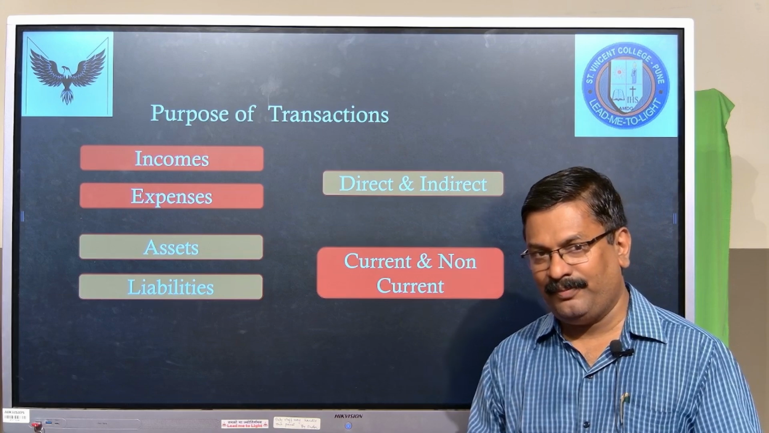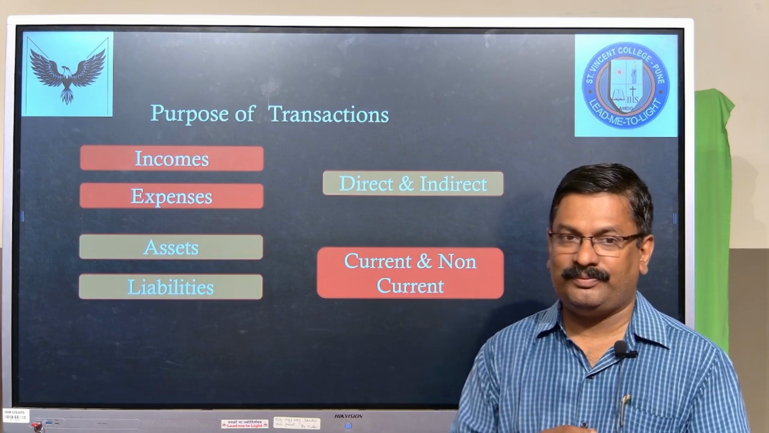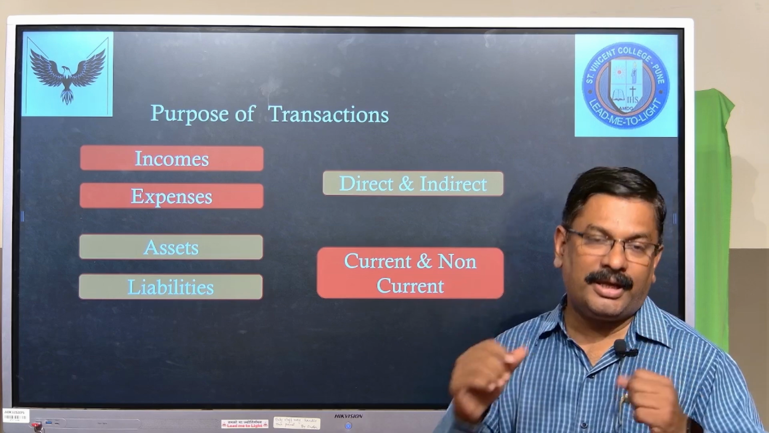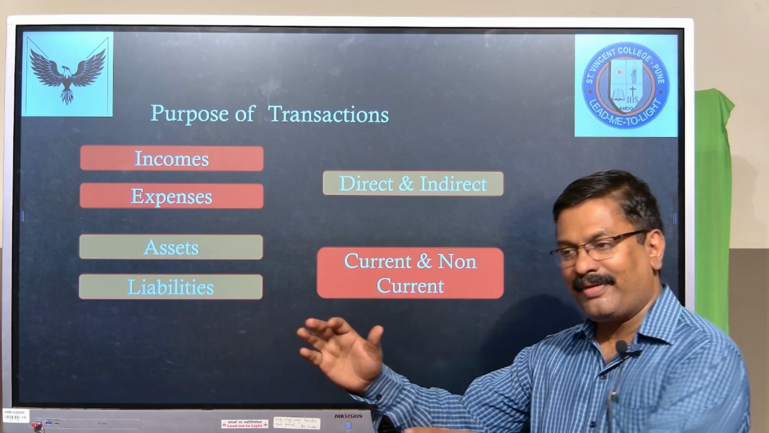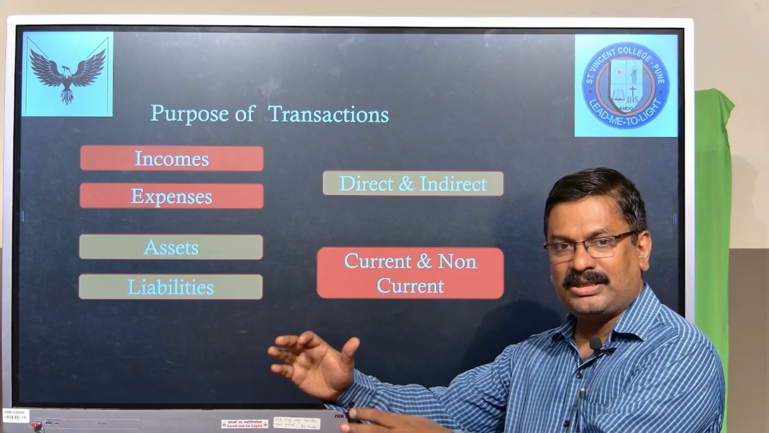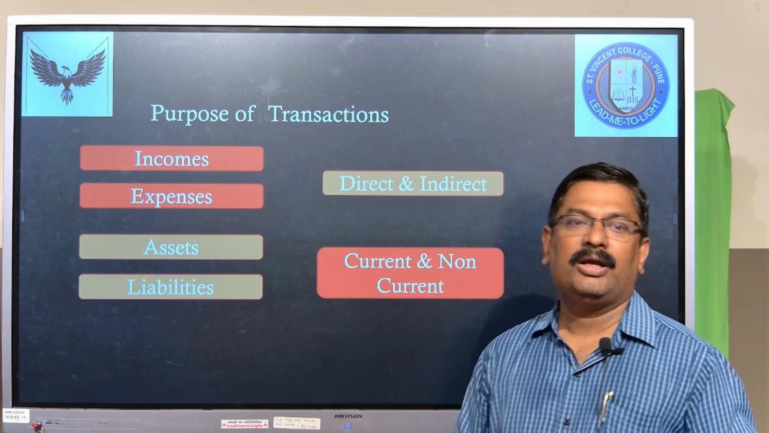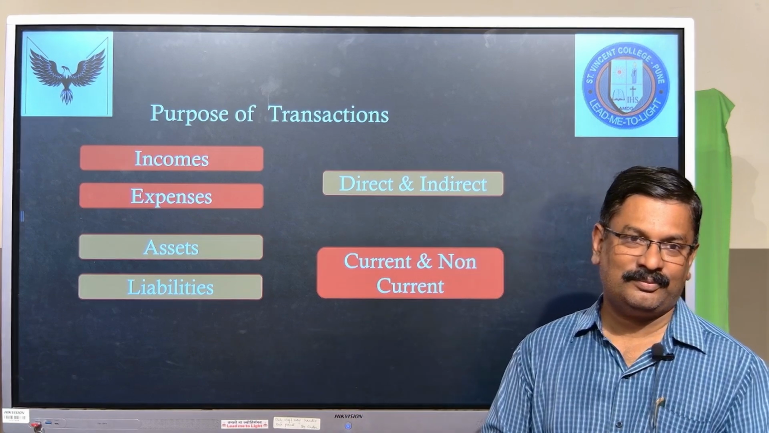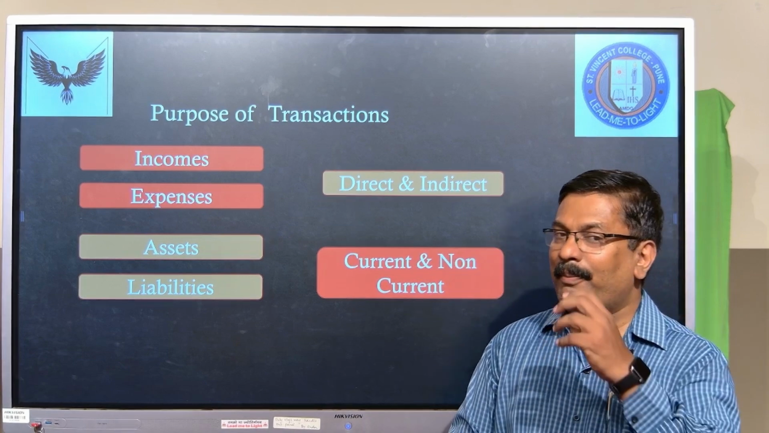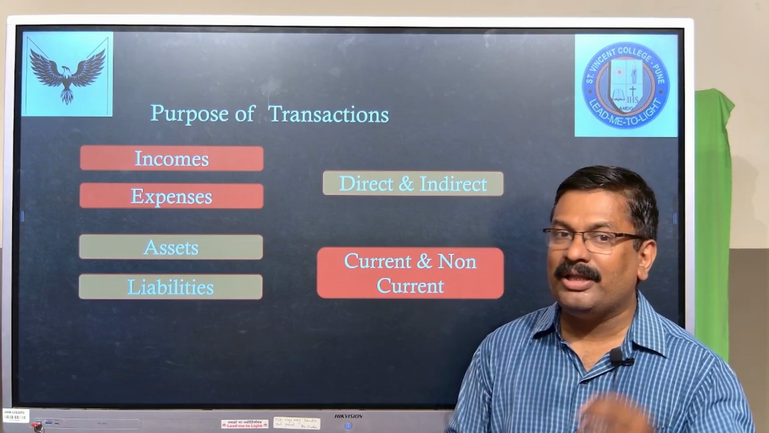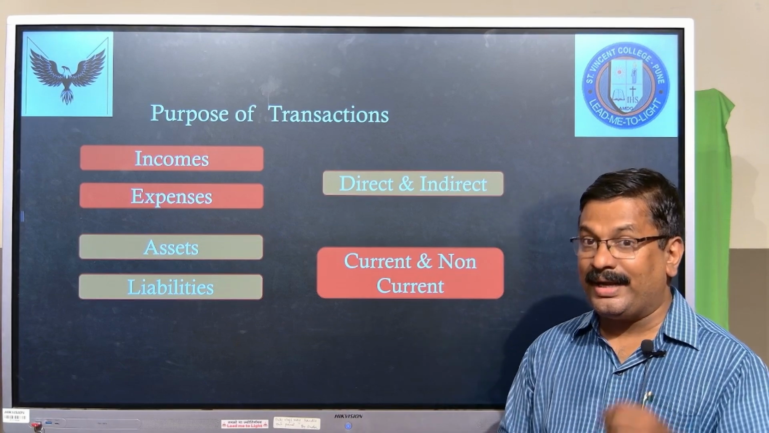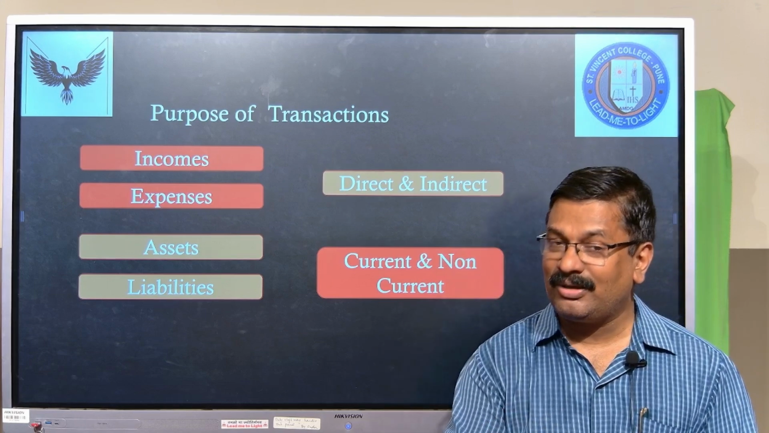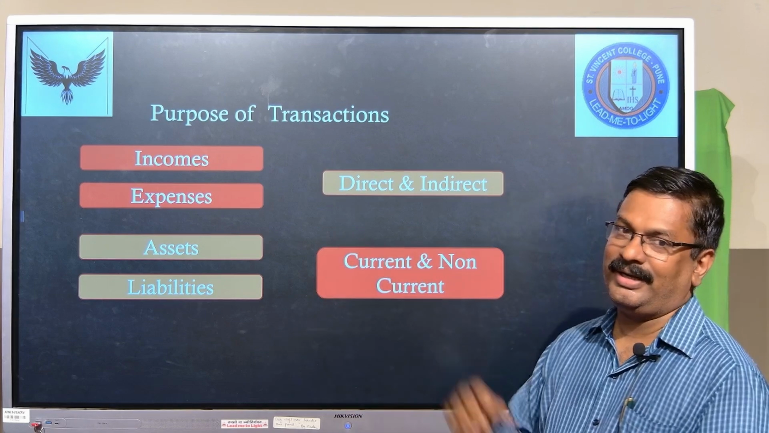Now for example, I am running a grocery shop. Selling of grocery items is my income. Whereas I have kept a person as a pani puri wala next to my shop and he is paying me rent, that is indirect income. Or I am receiving some money in the form of a dividend or interest from bank, indirect income. Whereas when I am selling the goods, grocery items, that is direct income.